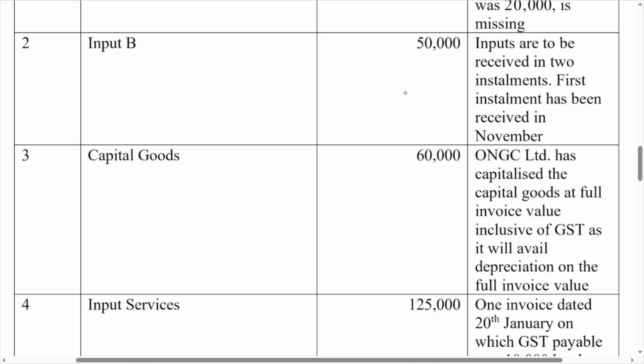Now capital goods of 60,000. ONGC Limited has capitalized the capital goods at full invoice value inclusive of GST, as it will avail depreciation on full invoice value. Now here there is a simple rule.